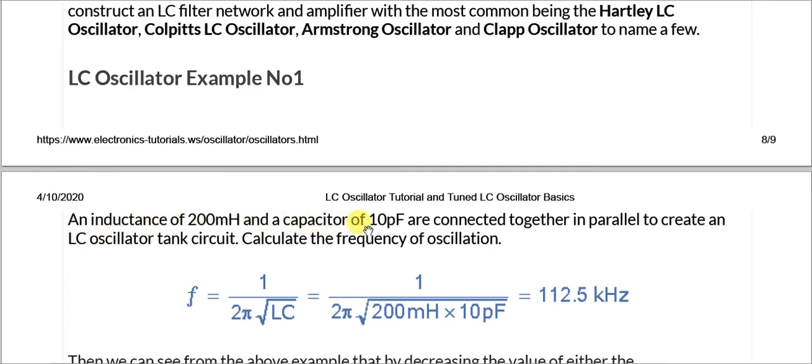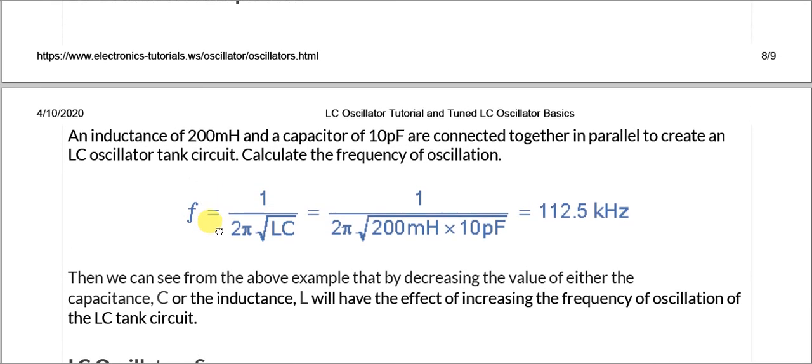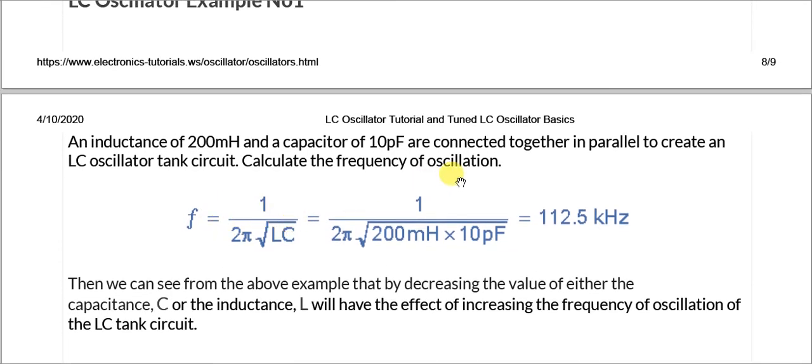It may not always be the resonant frequency, but normally it is the resonant frequency we look for. It is resonant because of these L and C values, and this is the resonant frequency relation. So the resonant frequency of oscillation is 1 over 2 pi square root of LC. We get 112.5 kilohertz.